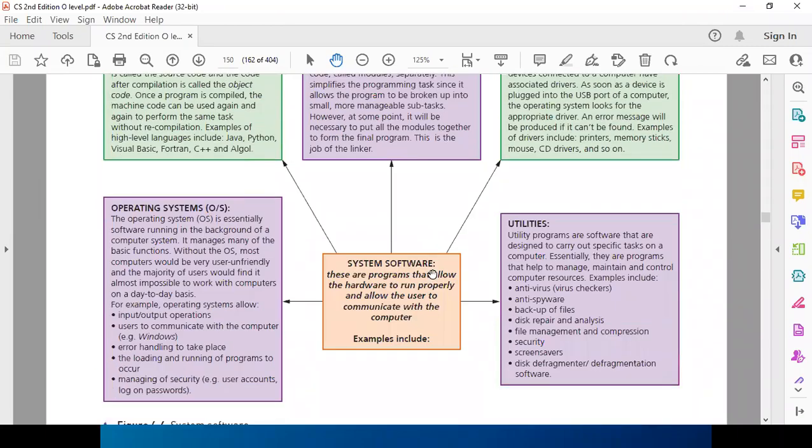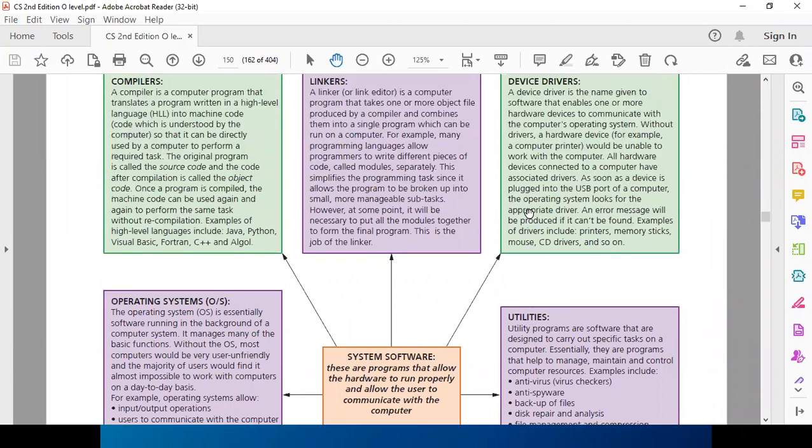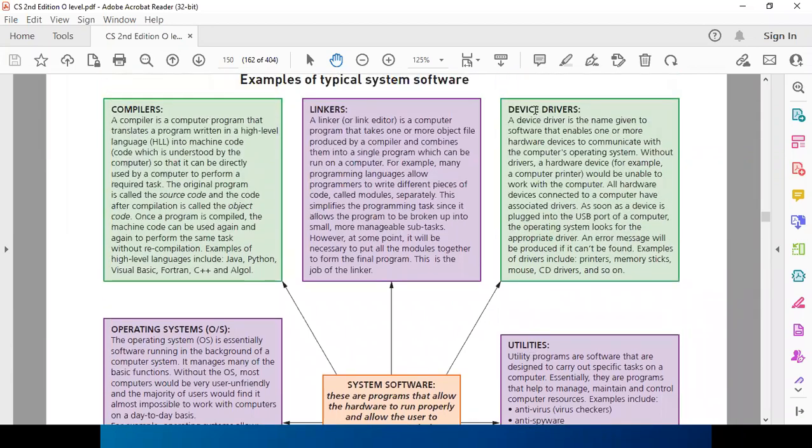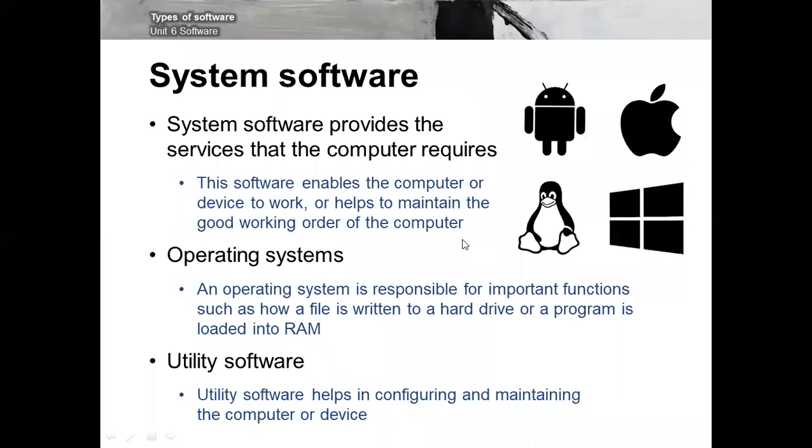Like we have operating system, utility software. Please note it down, five different names: device drivers, linkers, and the compilers. These are 5 different categories which we have to study in this particular syllabus. Right now, one by one, we are going to go into every detail of each one. Let's just start with the first one, which is the system software.